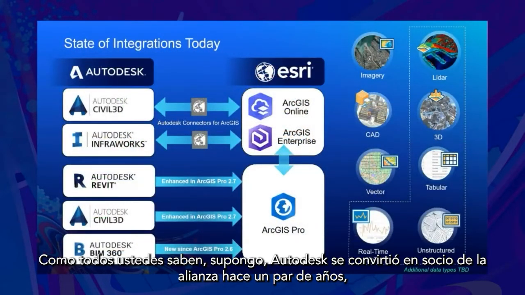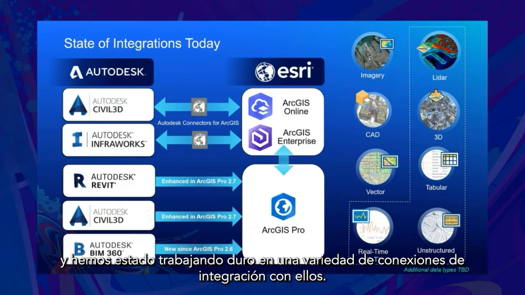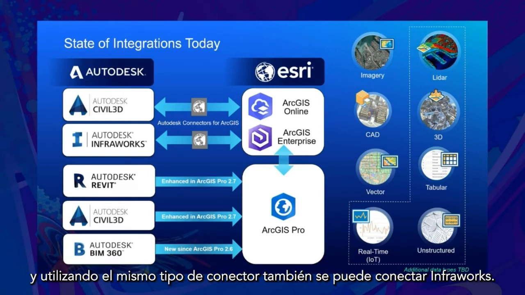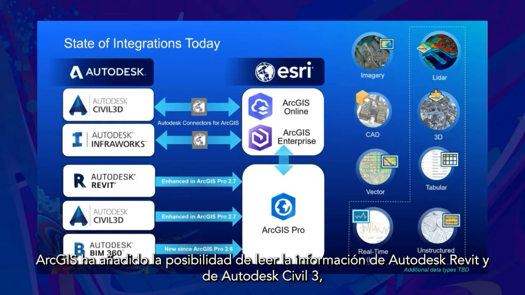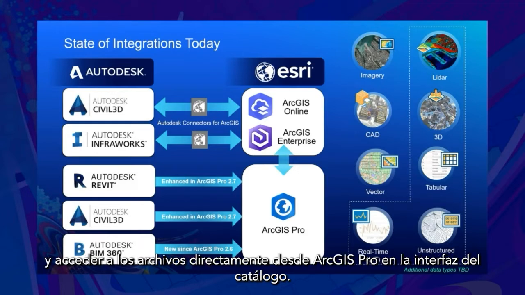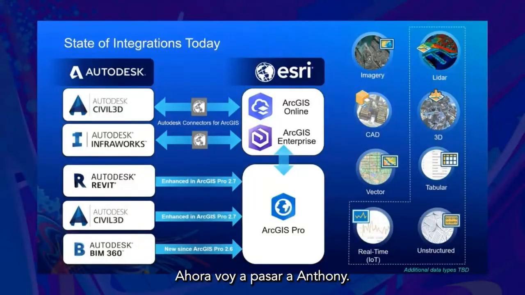As you all know, I hope, Autodesk became an alliance partner a couple of years ago, and we've been working hard on a variety of integration connections with them. Right now, you can connect Autodesk Civil 3D directly to ArcGIS Online and Enterprise, and using the same type of connector, you can also connect InfraWorks. ArcGIS has added the ability to read Autodesk Revit information and Autodesk Civil 3D information, and then we even added the capability to connect to BIM 360 and download and access files directly from ArcGIS Pro in the catalog interface. Now I'm going to turn it over to Anthony.